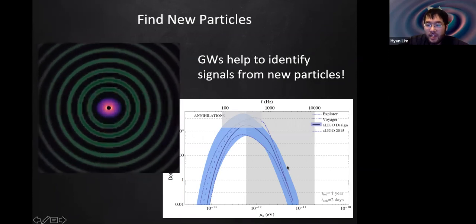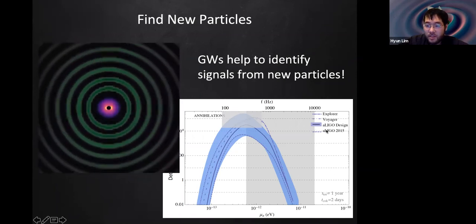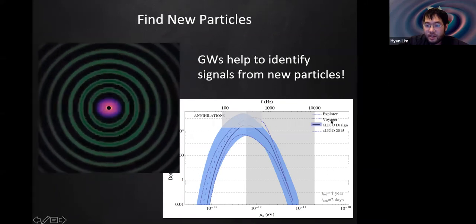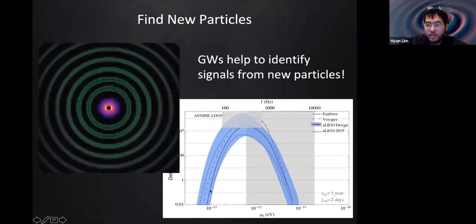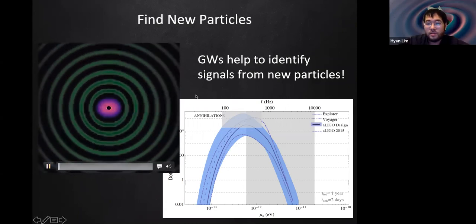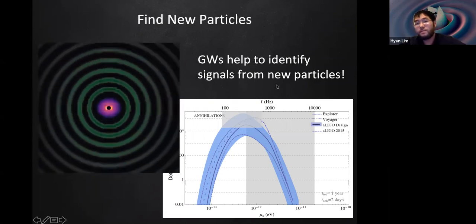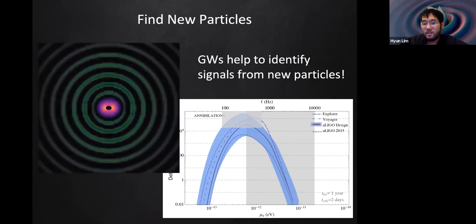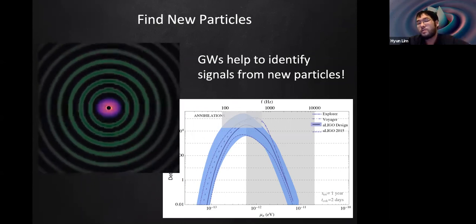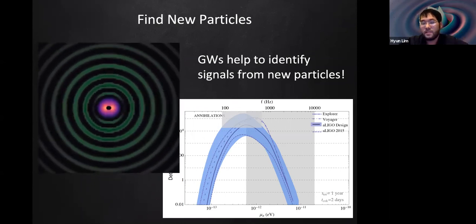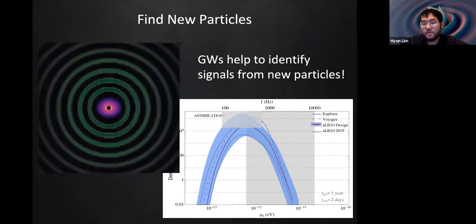And then we use that. This figure shows LIGO, Voyager, Explorer, and different types of gravitational wave detectors, and then the mass, or energy, of the particle, the detection strength and frequency band, and that they might pinpoint this new type of particle. So gravitational waves helped to identify signals from the new particle, which means we are entering a new era of particle physics too, not just astrophysical events.